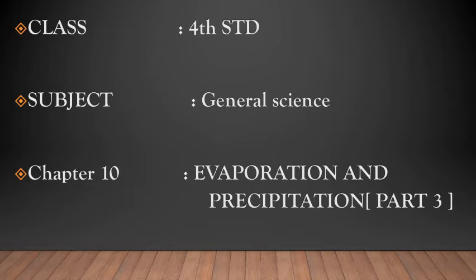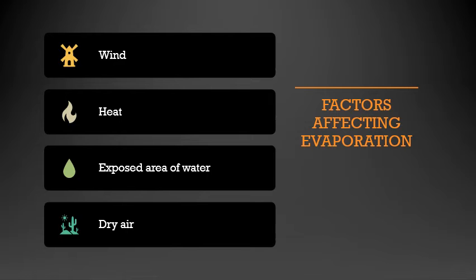The following video is for class 4, subject General Science, chapter 10, Evaporation and Precipitation, part 3. In part 1 and part 2 of this lesson, we learned what is evaporation, right? When the water, due to heat, gets converted into water vapor, that is called evaporation. Then we learned about what are the factors affecting evaporation. To revise that, the wind, heat, exposed area of water and dry air are the factors which affect evaporation.